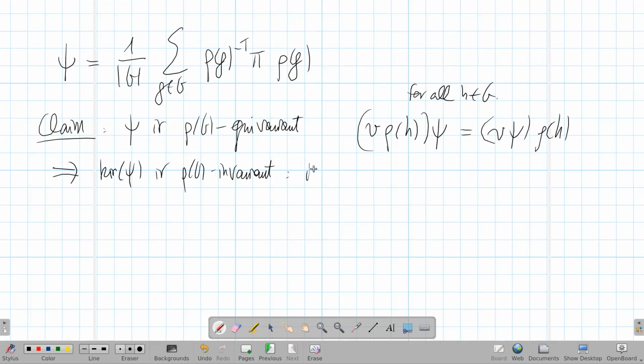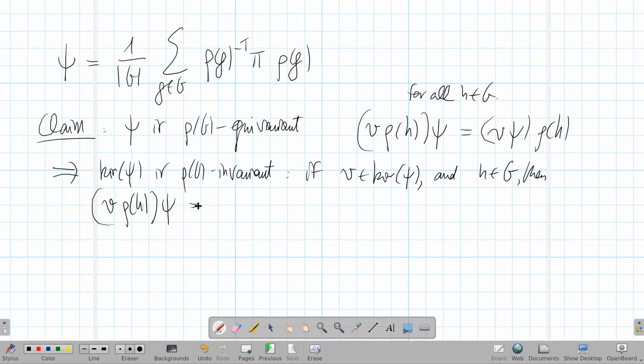Because if V is in the kernel, and H is in G, then I want to prove that this is also in the kernel. Being in the kernel, of course, means being annihilated by psi, but by this property that I'm going to prove, you obtain this. And this is 0 because V is in the kernel. And so you obtain 0 because this being linear sends 0 to 0.